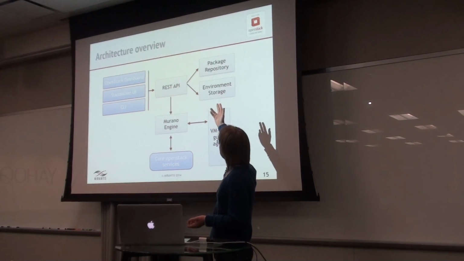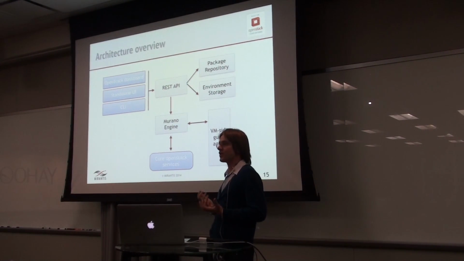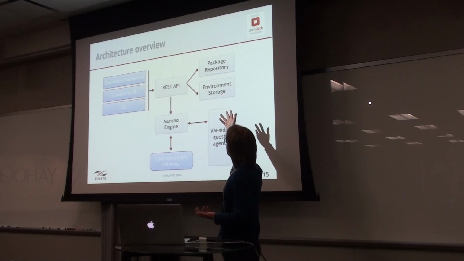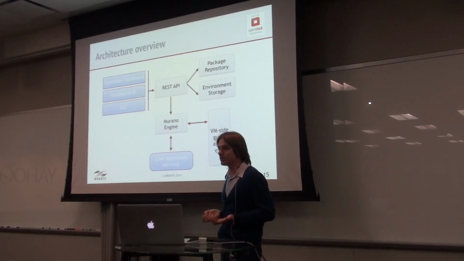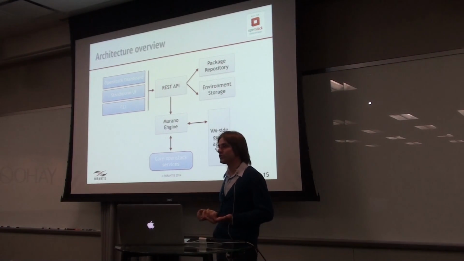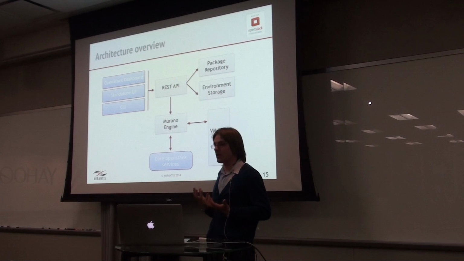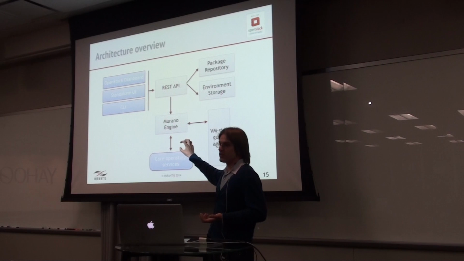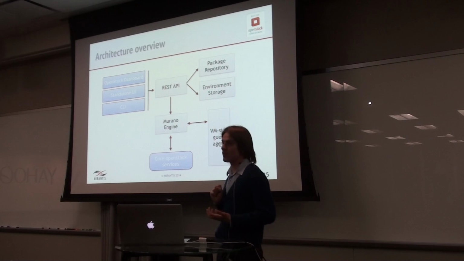So the REST API is backed by two storages. One is the package repository. It's the core of the application catalog itself. It stores the application packages. And another storage is the environment storage. That's just a MySQL database storing the descriptions of Murano environments, when users compose environments out of a number of applications. Then, when the environment is ready to be deployed in the cloud infrastructure, it's submitted into the Murano engine, which executes the workflows which are defined in the packages.